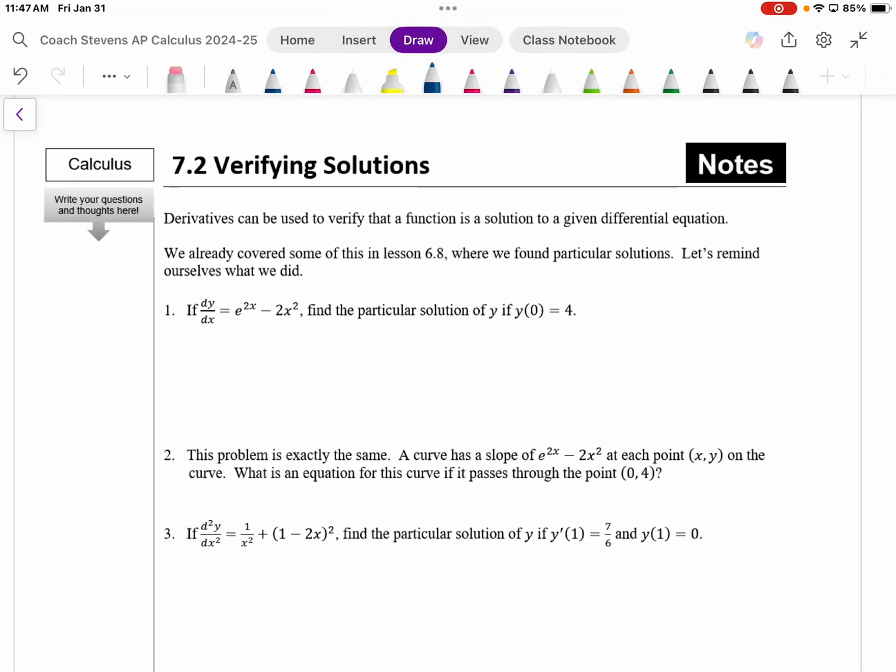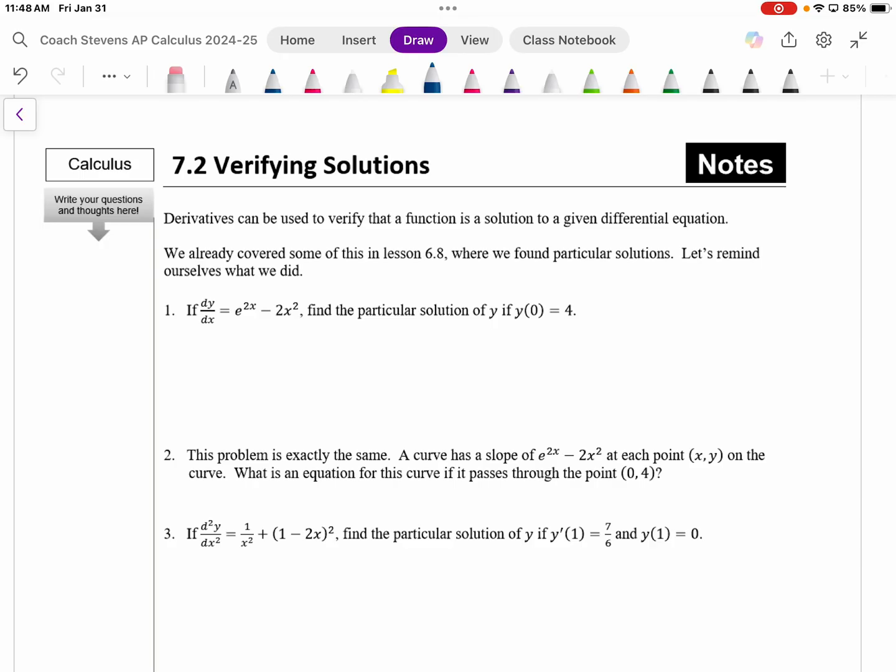All right, so in section 7.2, we're verifying solutions. As we do these, we're going from a general integration or antiderivative equation to the particular solution, where we're finding out what that constant C is. They're going to give us some initial conditions. We go anywhere from starting with the first derivative and at times the second derivative, and have to go all the way back to the original equation with the second derivative.